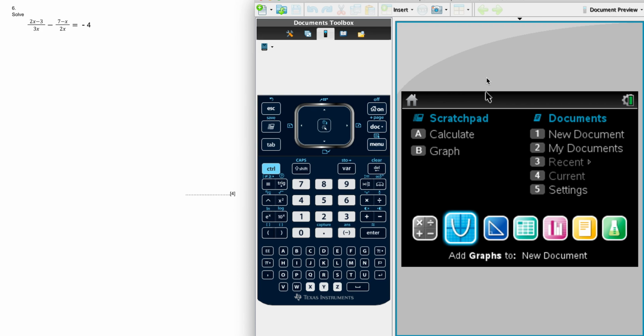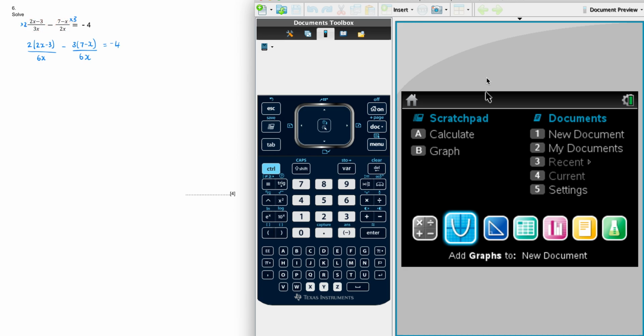So if on this one I make them both equal to 6x, then for the first one I'm timesing everything here by 2, and for the second one I'm timesing everything here by 3. So that's going to give me 2 lots of 2x minus 3 over 6x minus, and then everything in the second fraction times by 3. So 3 lots of 7 minus x all over 6x. And that equals minus 4. And it's still minus 4 because I've not done anything there. All I've done is multiply everything in that fraction by 2 and everything in that fraction by 3.